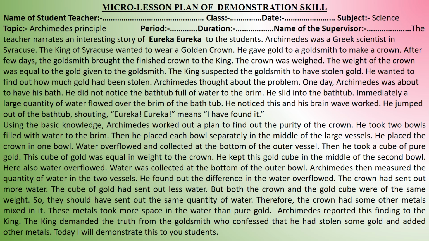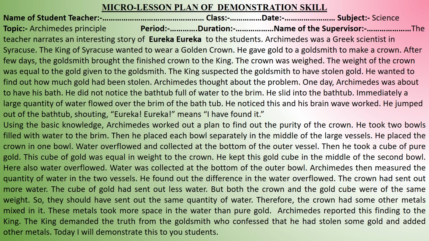But both the crown and the gold cube were of the same weight, so they should have sent out the same quantity of water. Therefore, the crown had some other metals mixed in it. These metals took more space in the water than pure gold. Archimedes reported this finding to the king. The king demanded the truth from the goldsmith, who confessed that he had stolen some gold and added other metals.